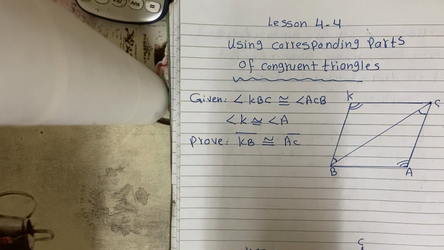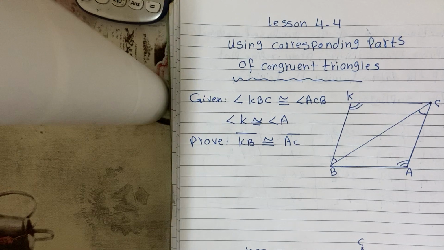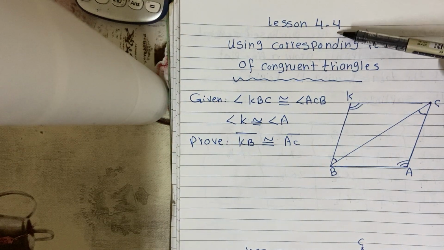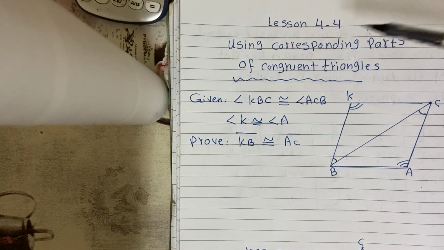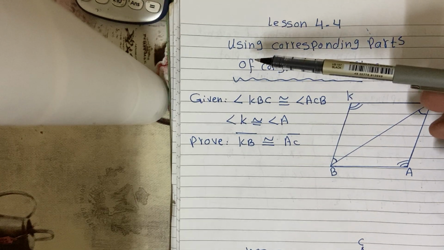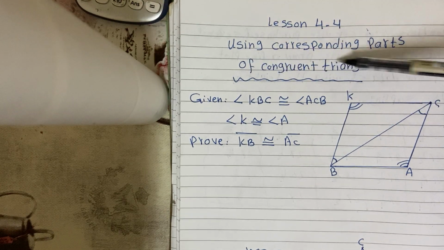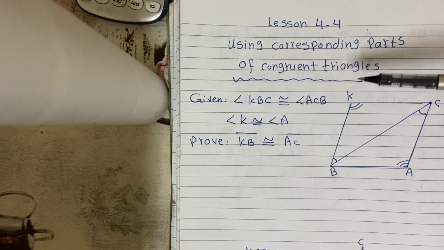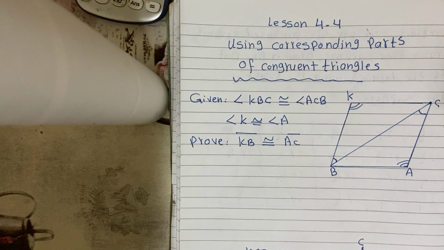How are you today? Our lesson today is lesson 4, using corresponding parts of congruent triangles. Again, using corresponding parts of congruent triangles. Let's start our exercise directly.